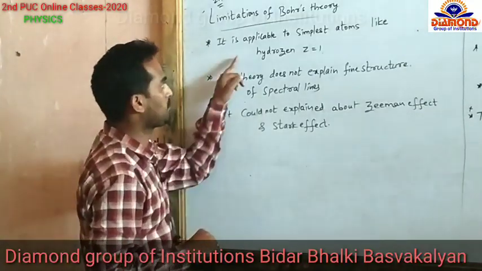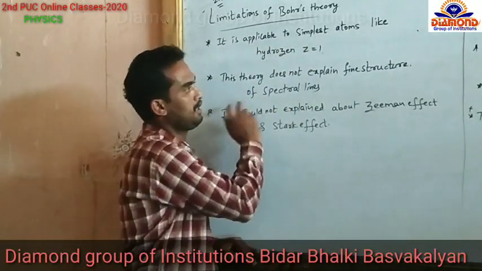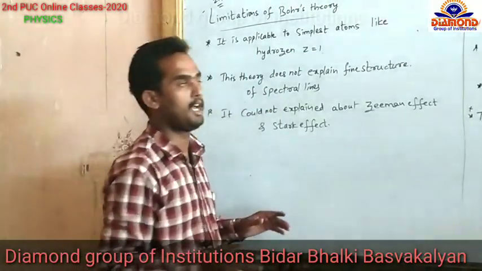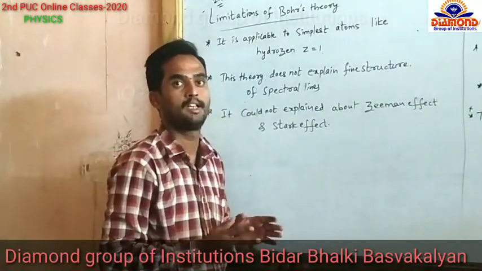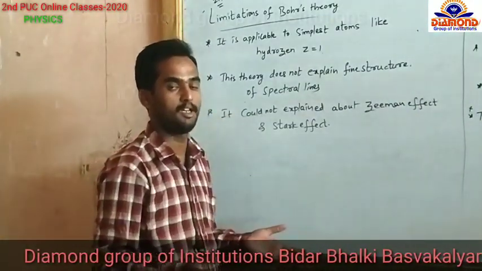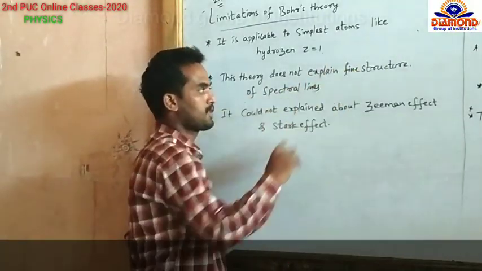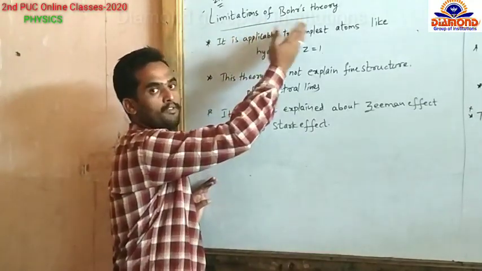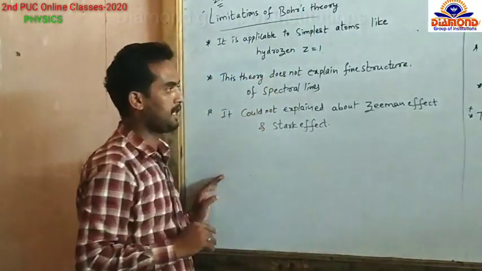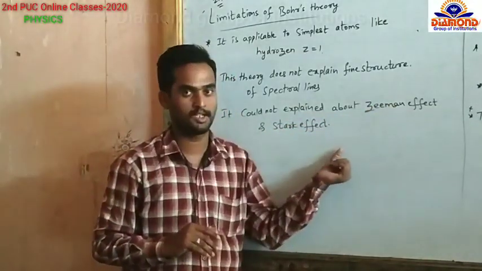That means it failed to explain complex atoms. Then this theory doesn't explain the fine structure. That means the spectral lines are going to be split into shells as well as subshells. Regarding the fine structure of spectral series, the theory also failed to explain. And the last is that it could not explain the Zeeman effect as well as the Stark effect.